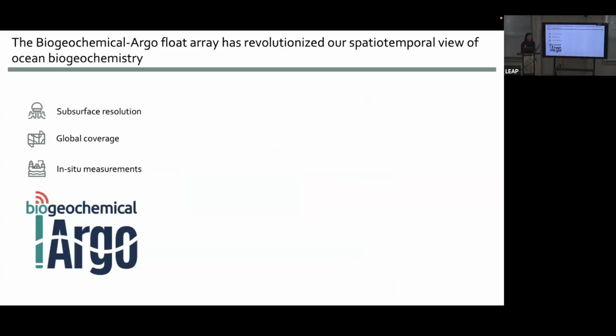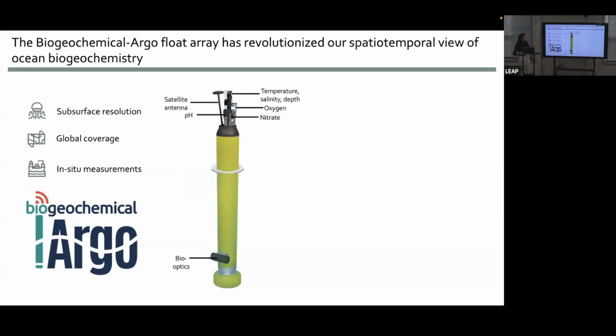So I mentioned again, traditional observations of ocean biogeochemistry have relied heavily on satellites and ships, but those observations are either limited to the surface ocean or have very sparse spatial coverage. But the Biogeochemical Argo float array, which is composed of autonomous profiling floats, has really transformed our view of the subsurface ocean in both space and time, and really enabled the study of biogeochemical processes from a new perspective.